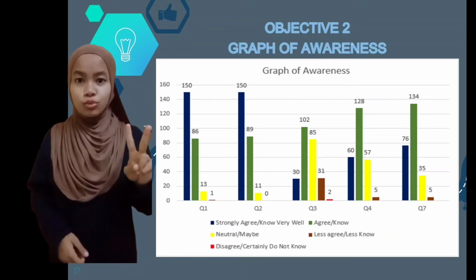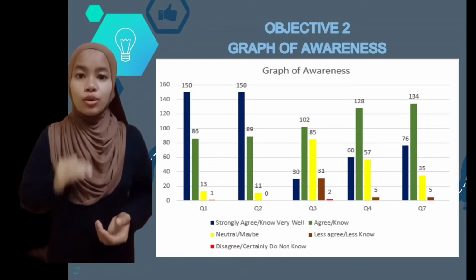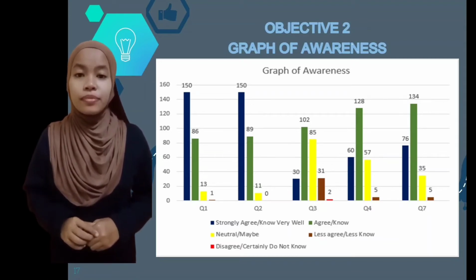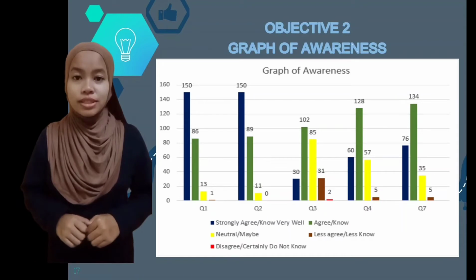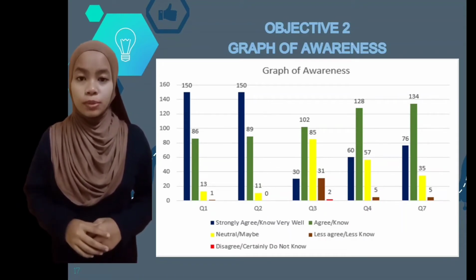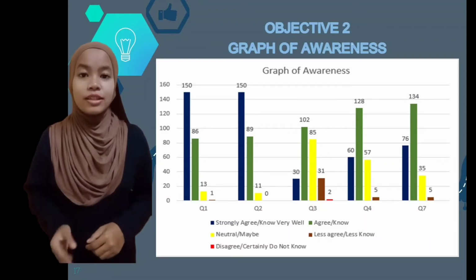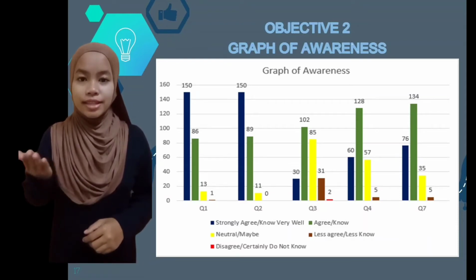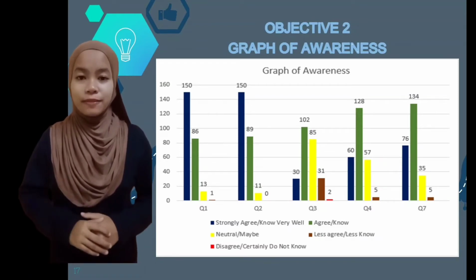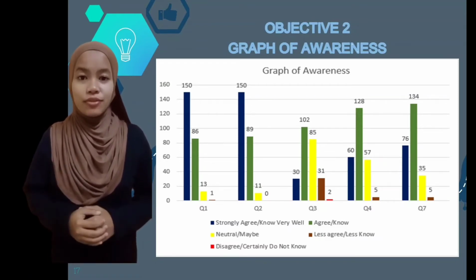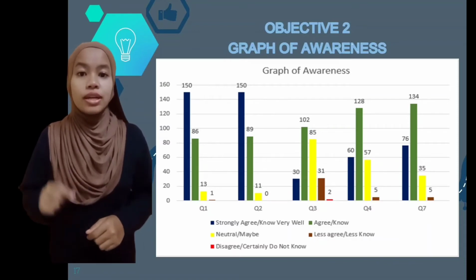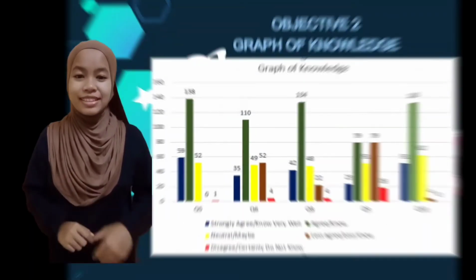Next, for question number 2, the difference between the highest and the lowest respondent was 55.6%. Furthermore, by referring to question number 3, the difference between the highest and the lowest is 40%. Besides that, the percentage of the difference for question number 4 is 49.2%. Lastly, for question number 7, the difference is 51.6%.